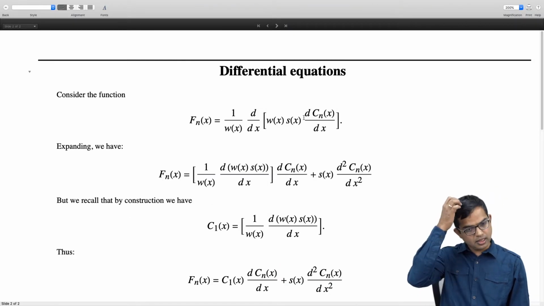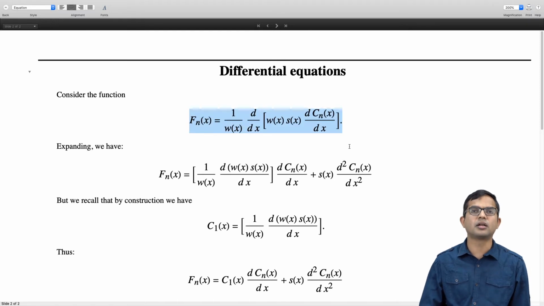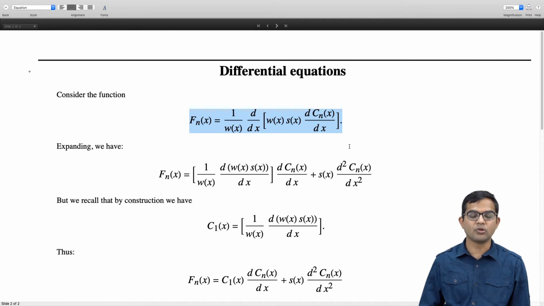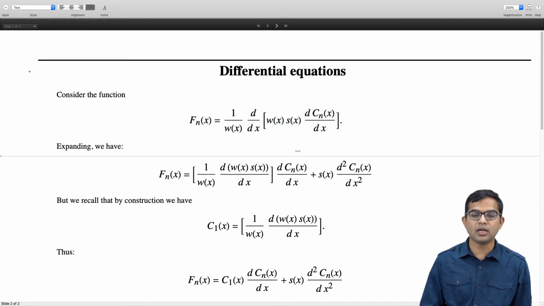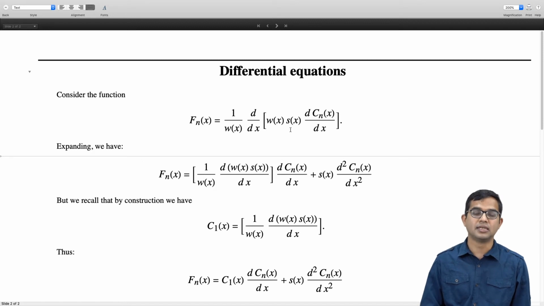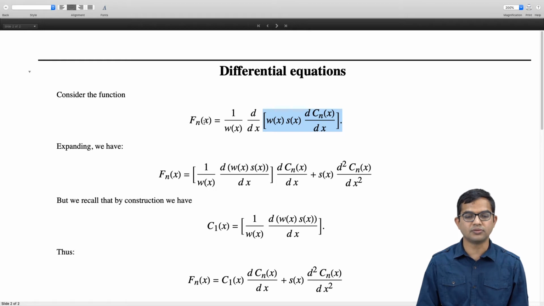Okay, so the trick is to consider this function f_n of x. It looks somewhat like a contrived object, but you will see in some time why this turns out to be a useful quantity to study. So what you do is you take your w, you take your s, and then multiply it by the derivative of this nth polynomial in your sequence, and then take the derivative of this object and then divide by w, right? So that's how this function f_n of x is defined. You will see in a moment that this is a very interesting object to study.